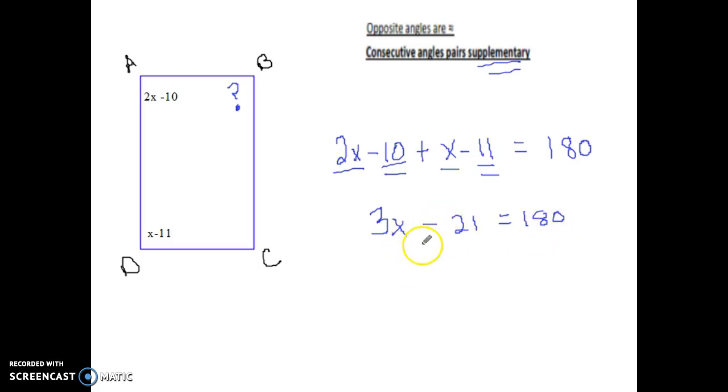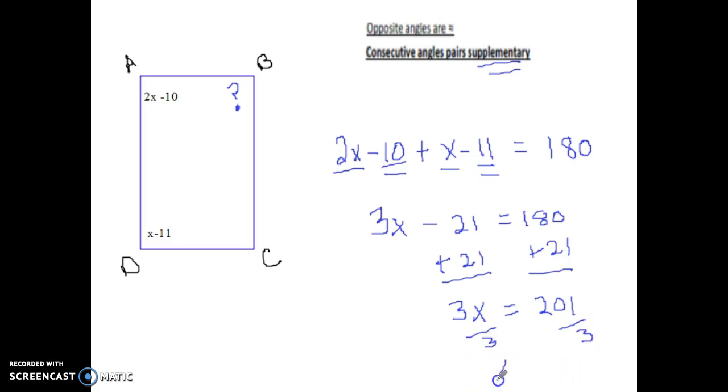All right, so now I want to get the 21 to this side because I already have my x's on one side by itself, right? So I'm going to add 21 to both sides. And so then that will get my constants on the other side. So when I add 21 to both sides, I get that 3x is equal to 201. And then I'm simply going to divide both sides by 3. And when I do that, I get that x is equal to 67.